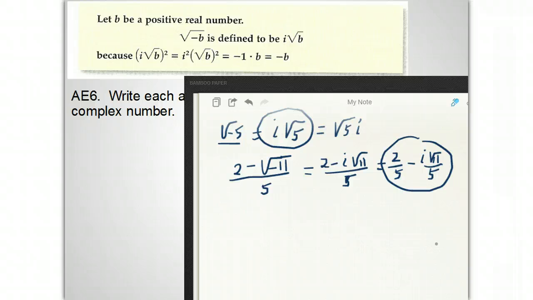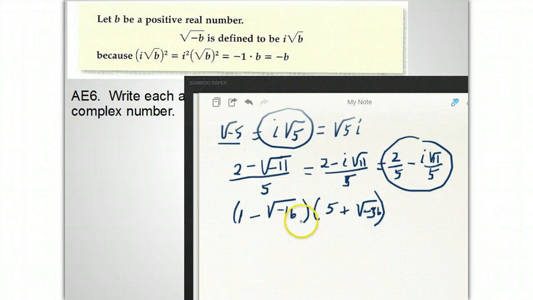And the next example is as follows: 1 minus the square root of negative 16, times 5 plus the square root of negative 36. Okay, so before we could go ahead with our multiplication, we have to be careful of this, right? Because the square root of negative 16 and the square root of negative 36 cannot be multiplied like we would if they were both positive radicands.